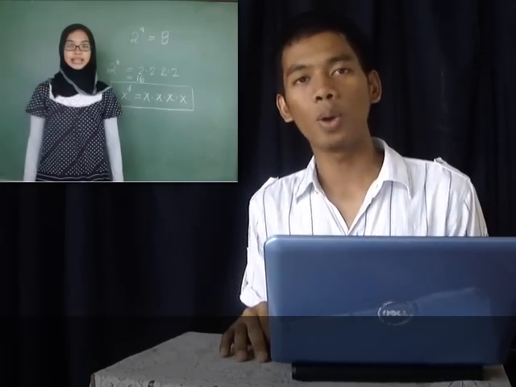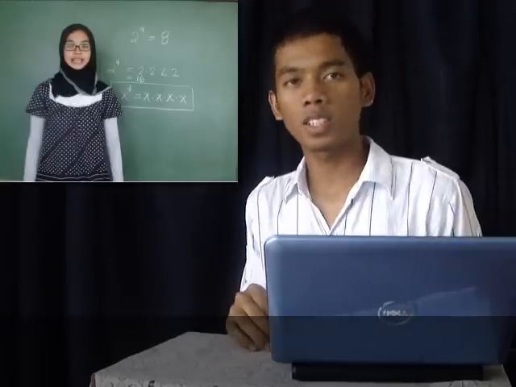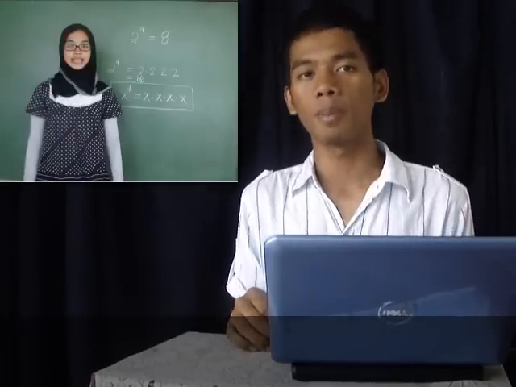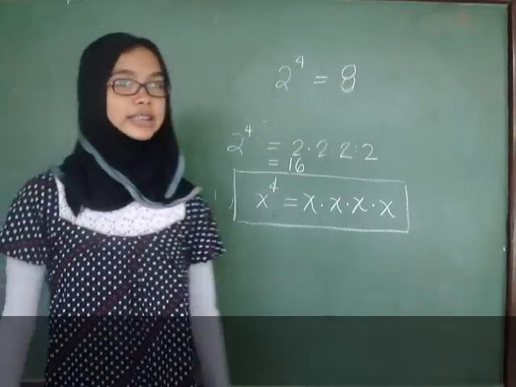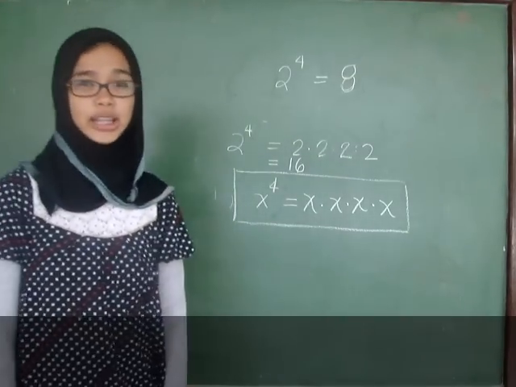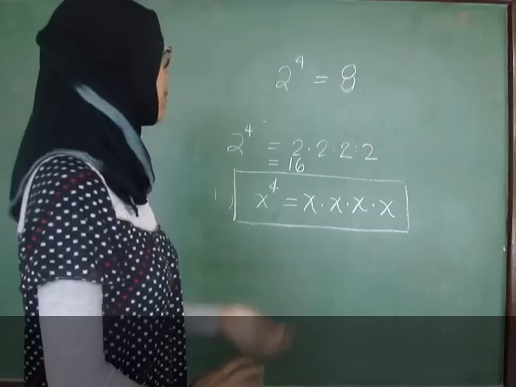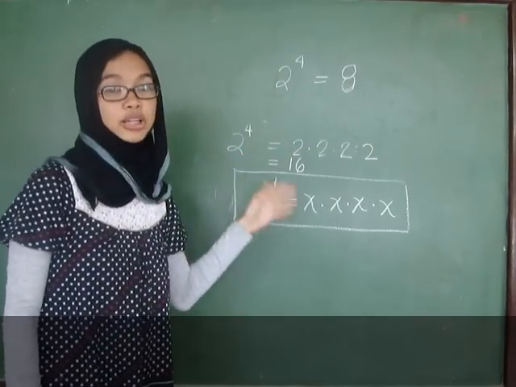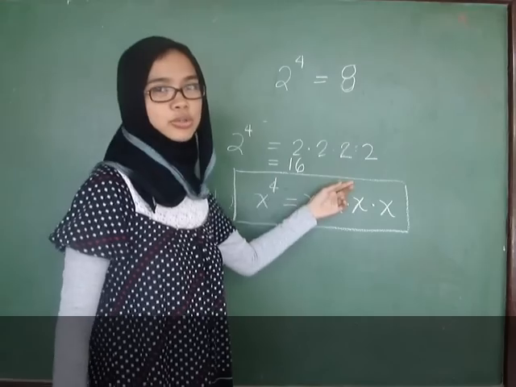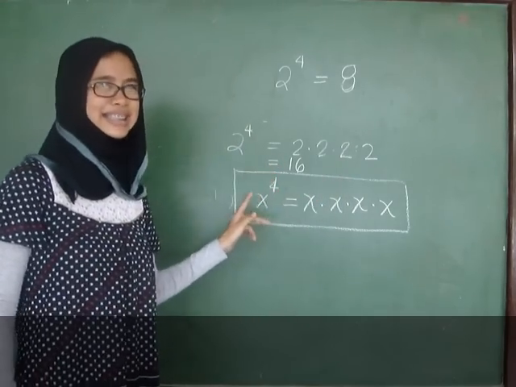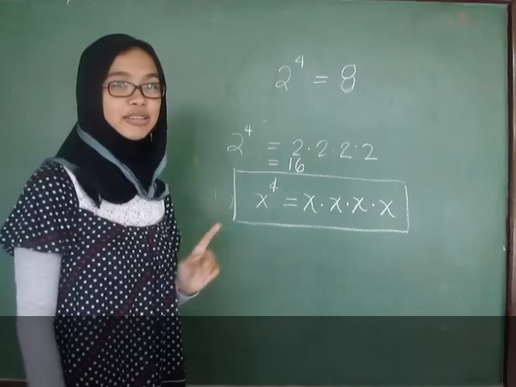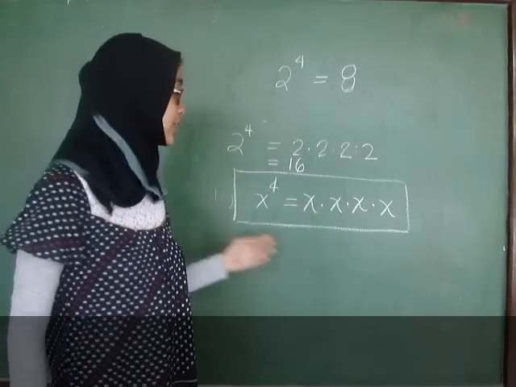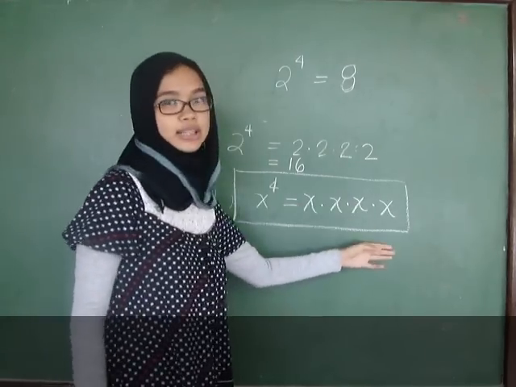Top 5. On exponents. When in doubt, write it out. We have here in our example, 2 to the power of 4 is equal to 8, which is basically wrong. 2 to the power of 4 is not equal to 8, which implies that 2 to the power of 4 should be 2 times 2 times 2 times 2, which will be equal to 16. So in general, x to the 4 is just equal to x times x times x times x. That's all.